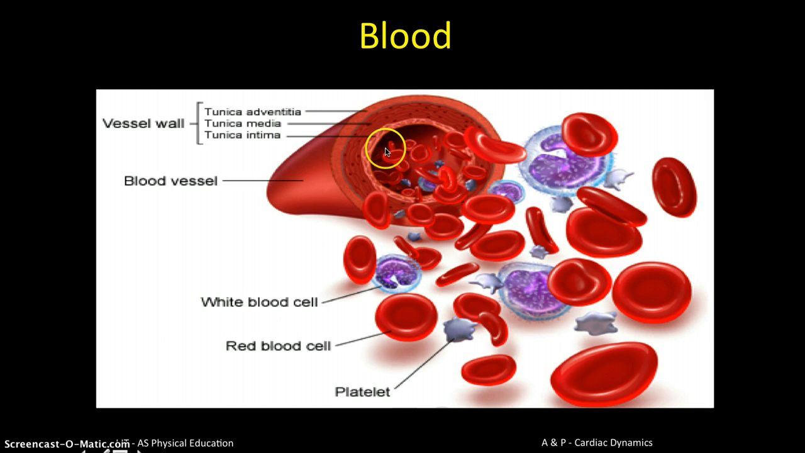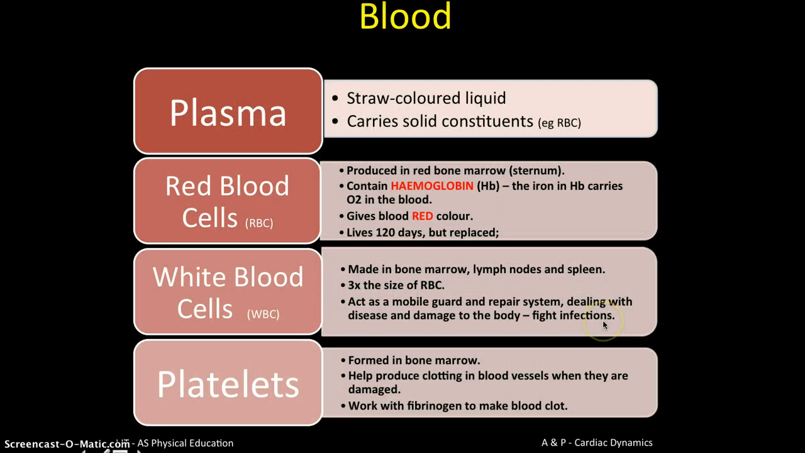Here's just a different perspective to show you the sort of size. So if this was an artery, red blood cells are really quite tiny in the artery, white blood cells are bigger, and then these little blobs here are the platelets. So what do they do? Plasma is, as I said, our transport mechanism, our fluid to carry the bits around.